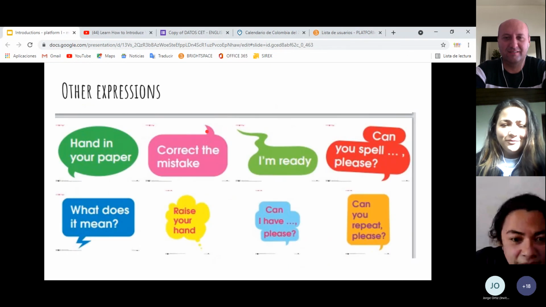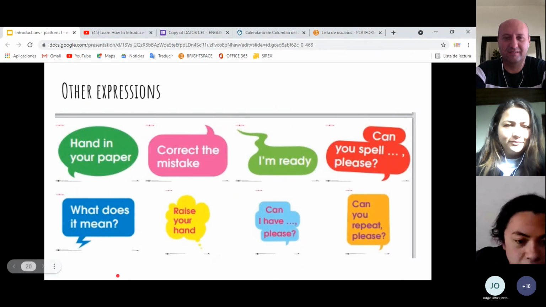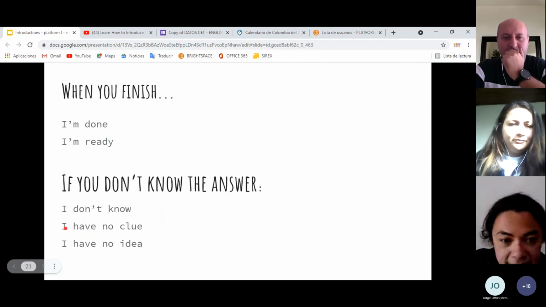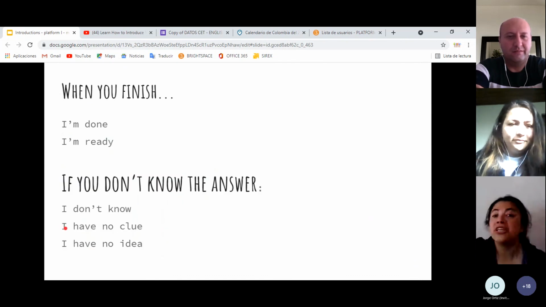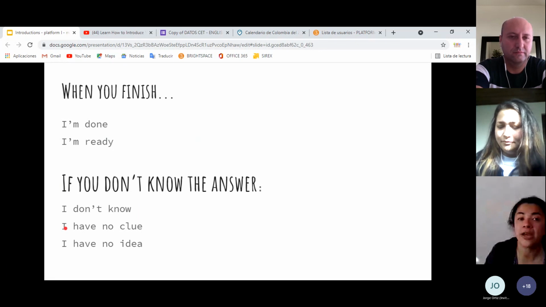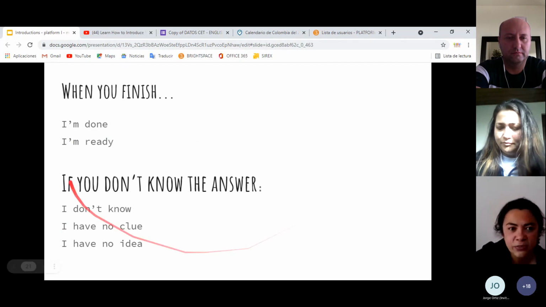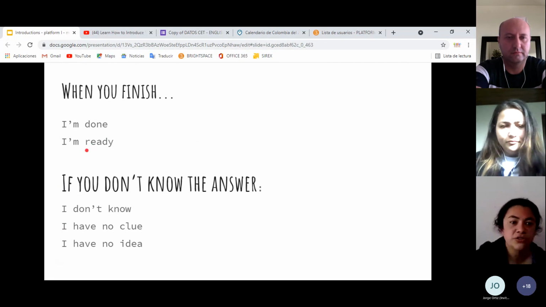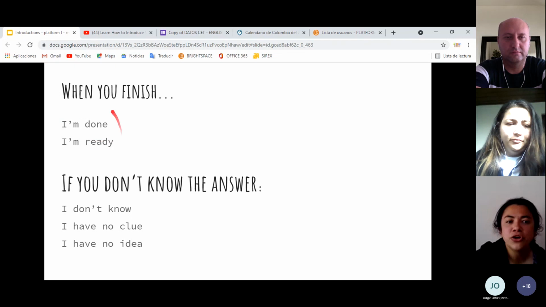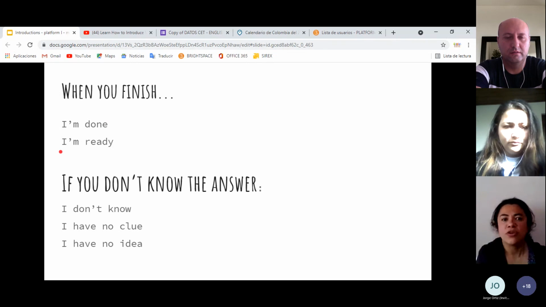And then, guys, we have these other expressions. We can use them. When you finish an activity, remember this vocabulary does not only work for the class, but in other contexts, all right? So when you finish an activity, when you finish a test, when you finish something, remember to say, I'm done, all right? Remember the pronunciation, I'm done. So I usually ask you to do activities. When you're done, you type in the chat box, I'm done, or I'm ready.